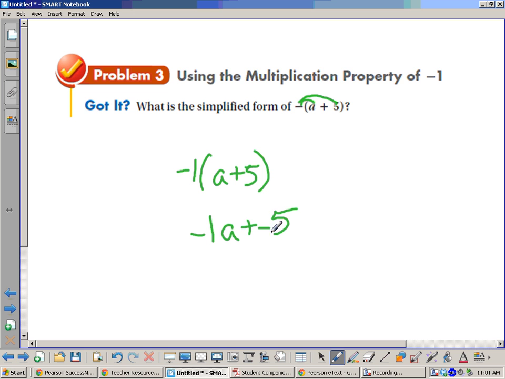This here can be rewritten. Anytime you're adding a negative, you can rewrite that as -5. So distribute the -1, you get -1a minus 5. Now we can't simplify this any further. This is as far as we can go with this, and we'll explain that here shortly.